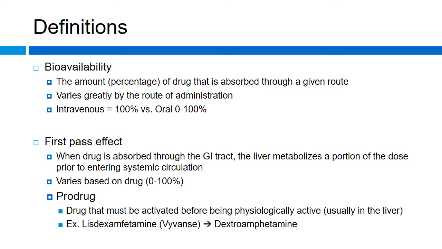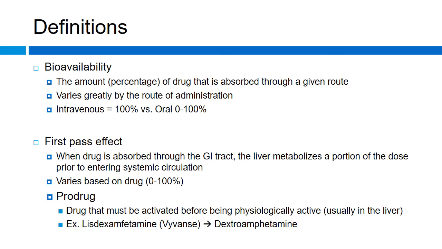This may be very high. It could be 100%, where it binds or metabolizes all the drug and makes it so that none of it gets into the circulation, even though it's absorbed from the GI tract. That makes it so oral administration would not be very good. It could be just a few percent, or somewhere in between. So the first pass effect is the amount that the liver metabolizes before it gets into the bloodstream.